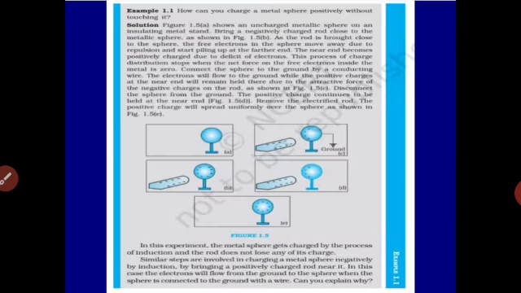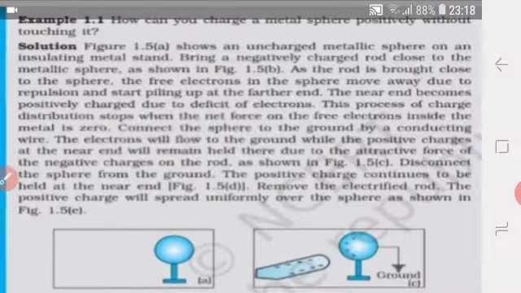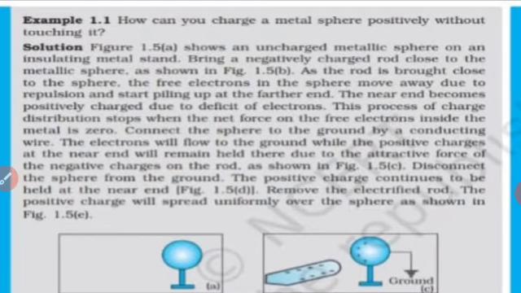Now let us see a solved example from the textbook. This is example 1.1 from your NCERT textbook. It says, how can you charge a metal sphere positively without touching it? Now, this is charging an object, and the question is asking us to get the metal sphere positively charged without touching. Without touching is a process which is charging by induction.